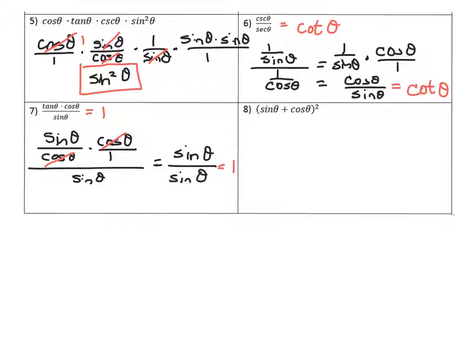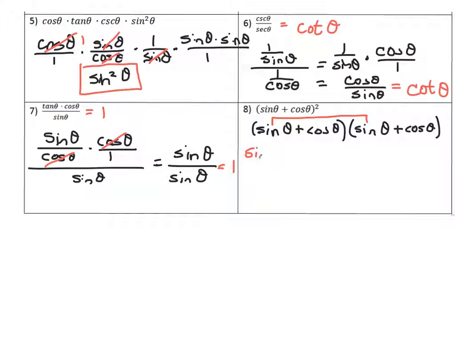Let's finish it off with number 8, which is a little bit different here. I see that I've got the binomial sine theta plus cosine theta, and we want to square that sum. So we're going to expand this by saying sine of theta plus cosine of theta times sine of theta plus cosine of theta. So I'm going to do a double distribution. So sine of theta times sine of theta. You can even mark what you're multiplying together here.